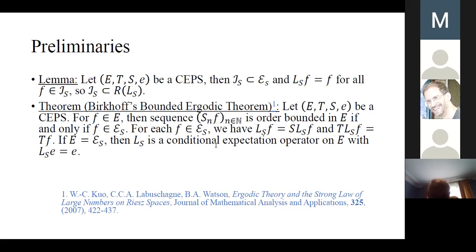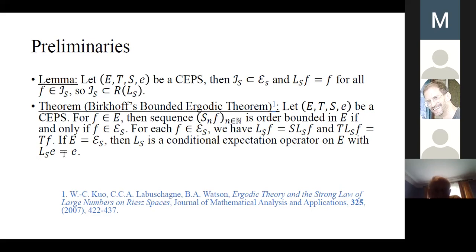And this one states that if we let (E,T,S,e) be a CAPS, then for f in E, the sequence S_n f is order bounded in E if and only if f lives in this calligraphic ES. So that's the set where LSF exists. And for each f in calligraphic ES, we have LSF is equal to S applied to LSF, and T applied to LSF is equal to Tf.